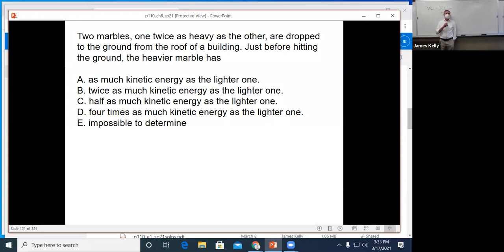This is supposed to be sort of a warm-up one, just to force you to think about that formula for kinetic energy, 1/2 mv squared. So let's see a quick vote. If you're still thinking, that's okay. I just want to see if there's any consensus. A lot of B's I'm seeing, mostly B's: twice as much kinetic energy as the lighter one.